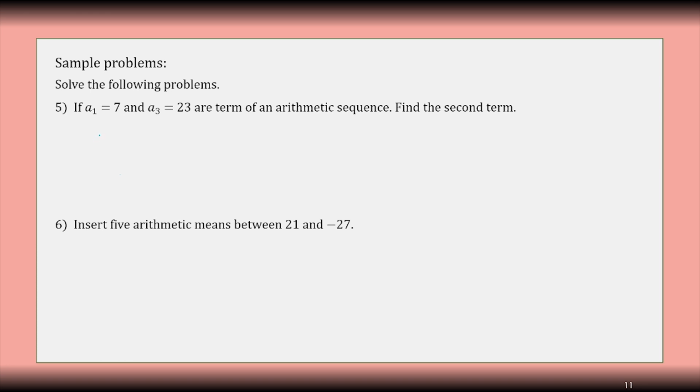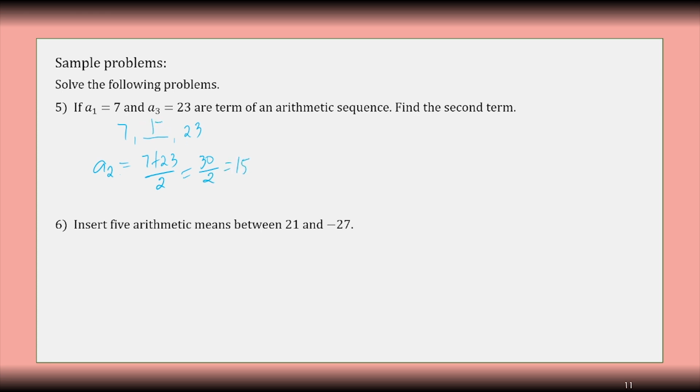Now, let's proceed to the example number 5 and number 6. So, in this example, in number 5, if a sub 1 is equal to 7, a sub 3 is 23, are terms of an arithmetic sequence, find the second term. So, we have 7, 23. So, kung mapansin natin, equal lang naman yung gap between a sub 1 and a sub 2, then a sub 3 and a sub 2. So, pwede natin gamitin yung averaging. So, a sub 2 is 7 plus 23 all over 2. Average lang natin yung ating dalawang term. So it will become 30 all over 2, and 30 divided by 2 is 15.